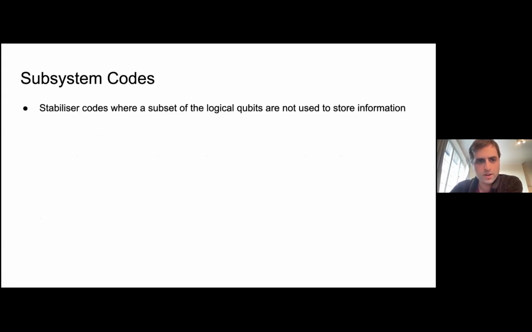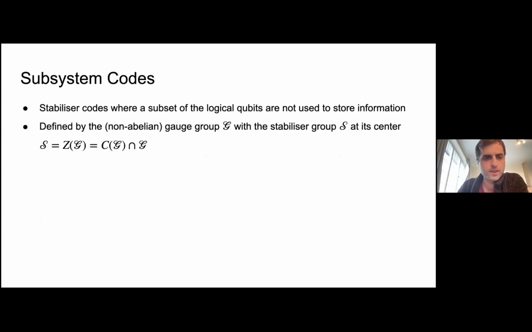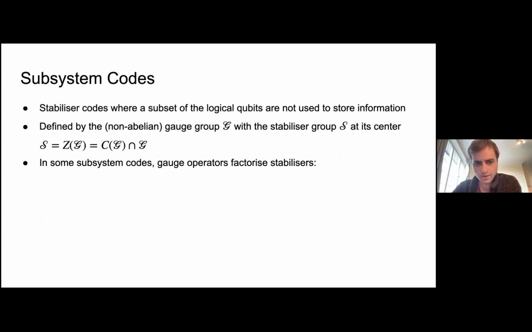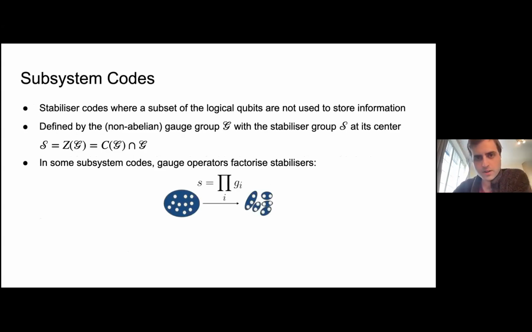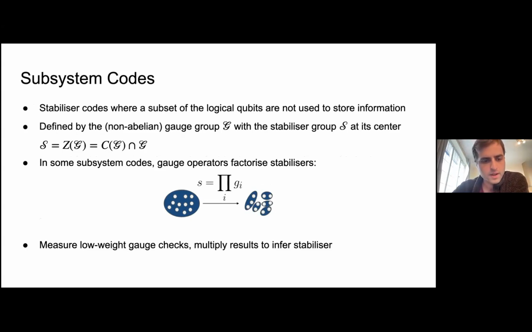So, a brief recap on subsystem codes for those that aren't familiar. Subsystem codes are stabilizer codes where a subset of the logical qubits are not used to store information. They're defined by a non-abelian gauge group, and the stabilizer group is the center of this gauge group. In some subsystem codes, the gauge operators conveniently factorize the stabilizers, so you can measure a stabilizer by taking the product of the gauge operators. Therefore you can measure the low weight gauge checks and then multiply the results to infer the stabilizers. So it can simplify the stabilizer measurements.